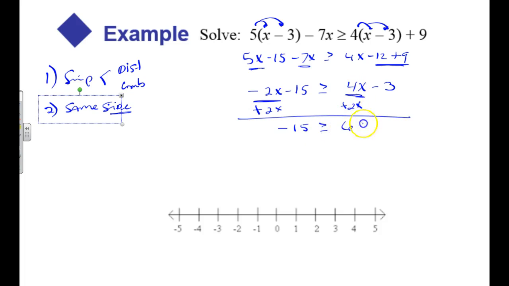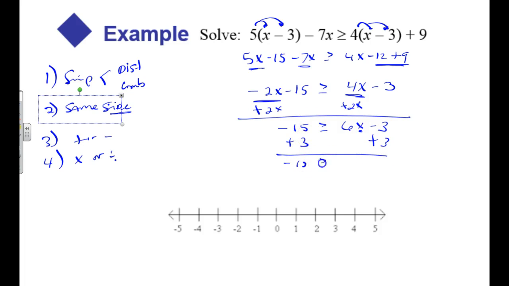4x and 2x is 6x. The next step is to add or subtract, and then I'll multiply or divide. So I can see this x term is being decreased by 3. So increasing it by 3, signs are different, subtract, keep the sign of the larger. And my last step is to divide through by 6.